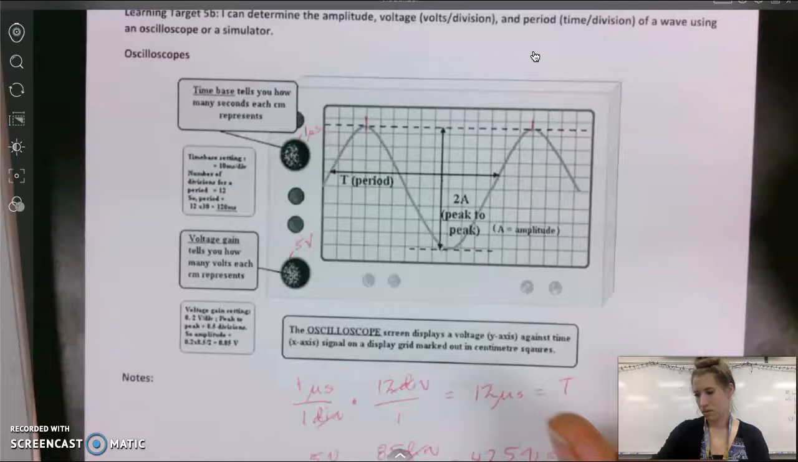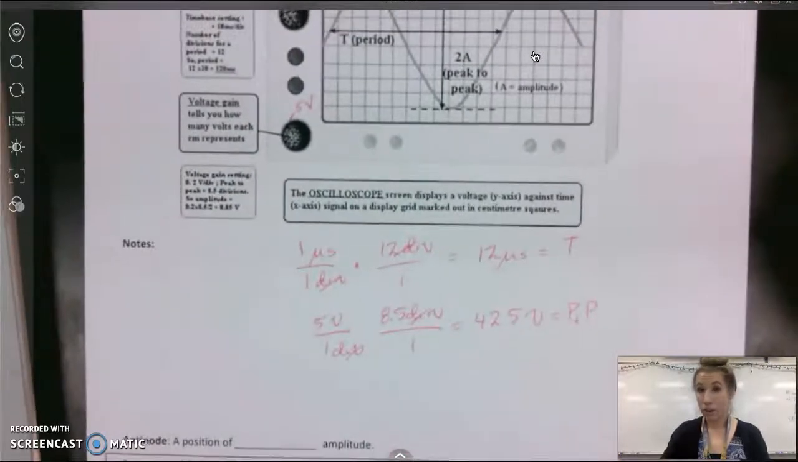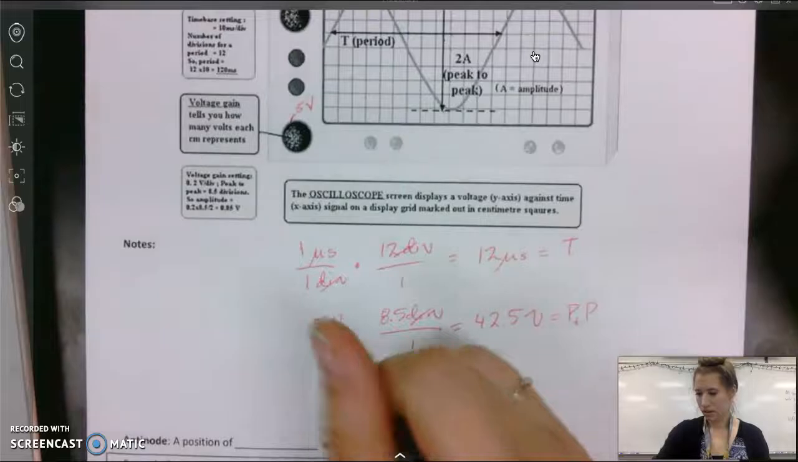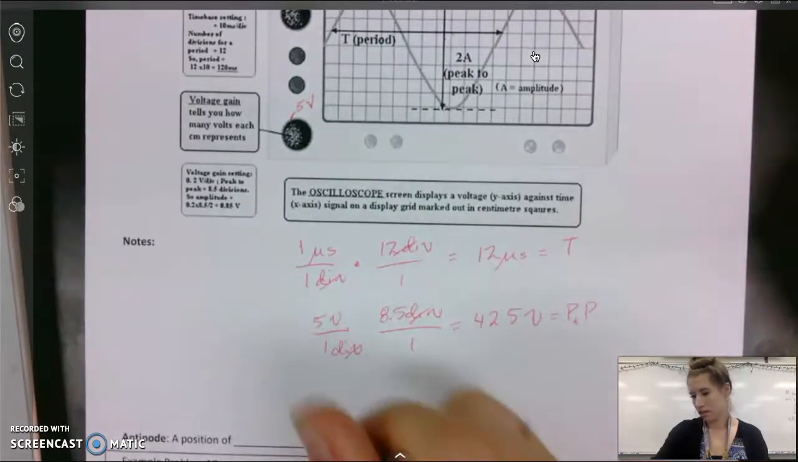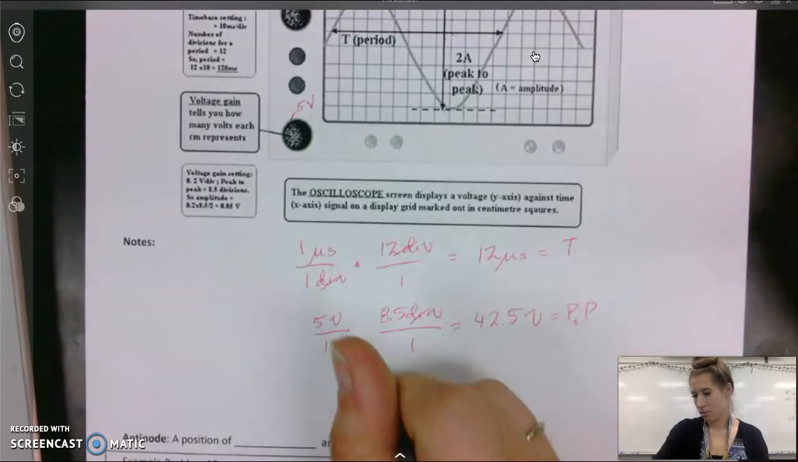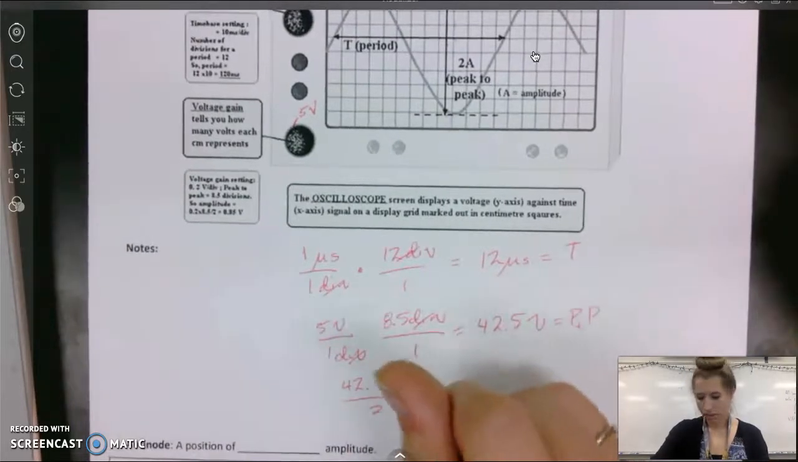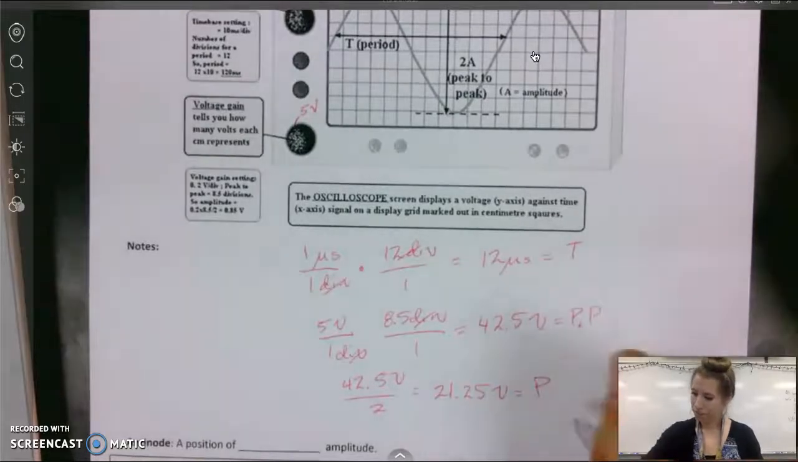And so if we want to know just the peak, that would be the amplitude, instead of 2 amplitudes, so we just divide that by 2. Okay. So for my peak, I would take 42.5 volts divided by 2, and that gives me 21.25 volts for my peak value.